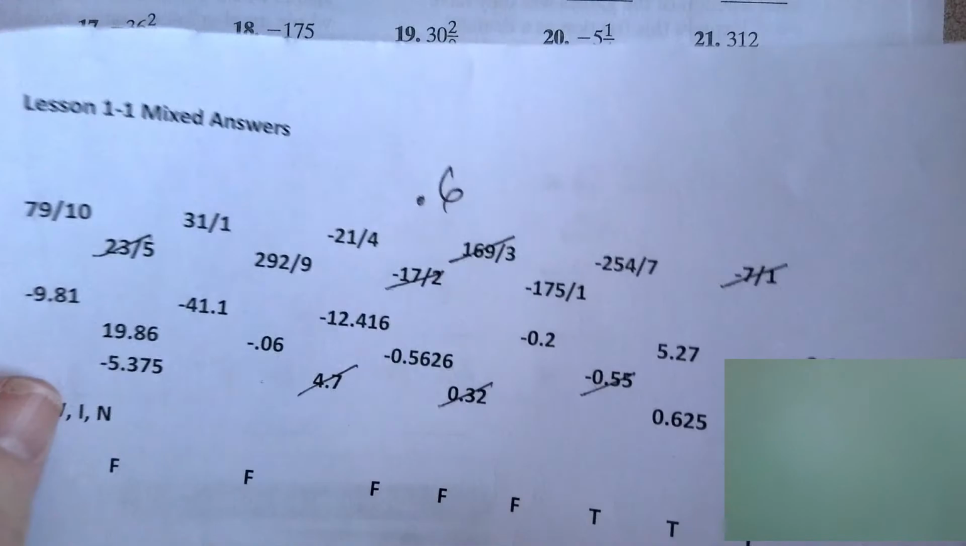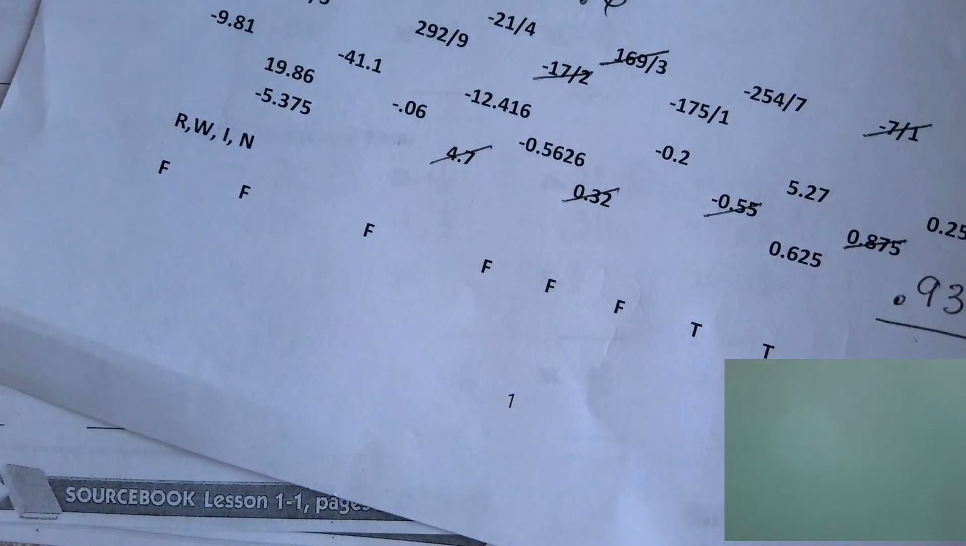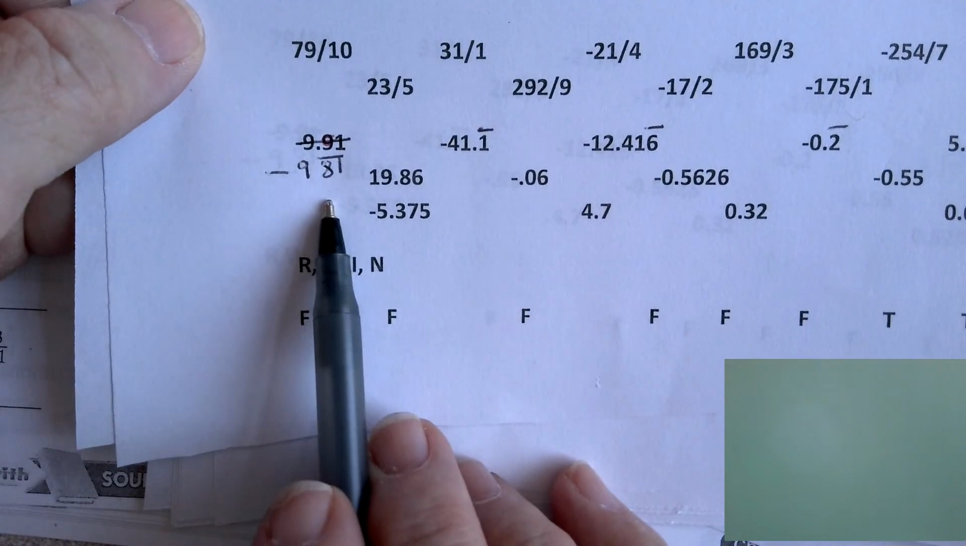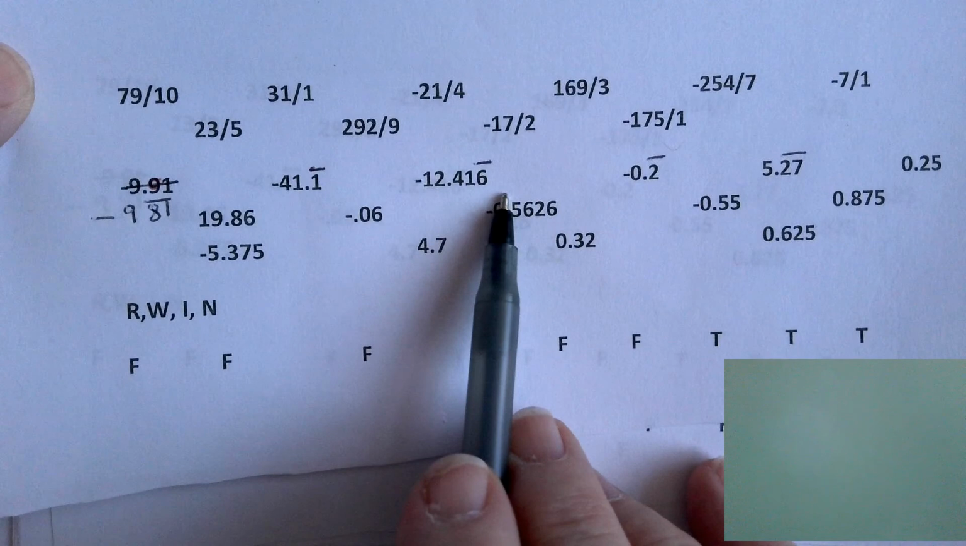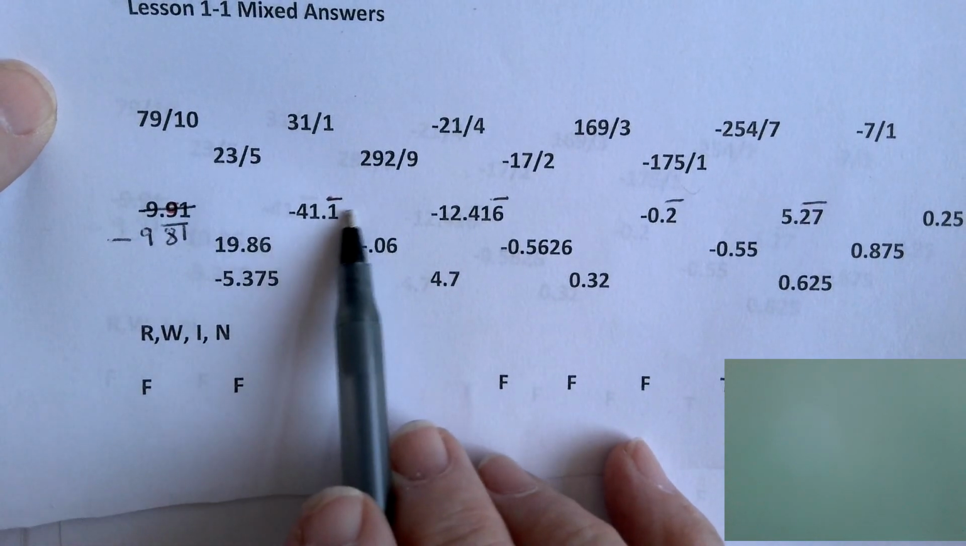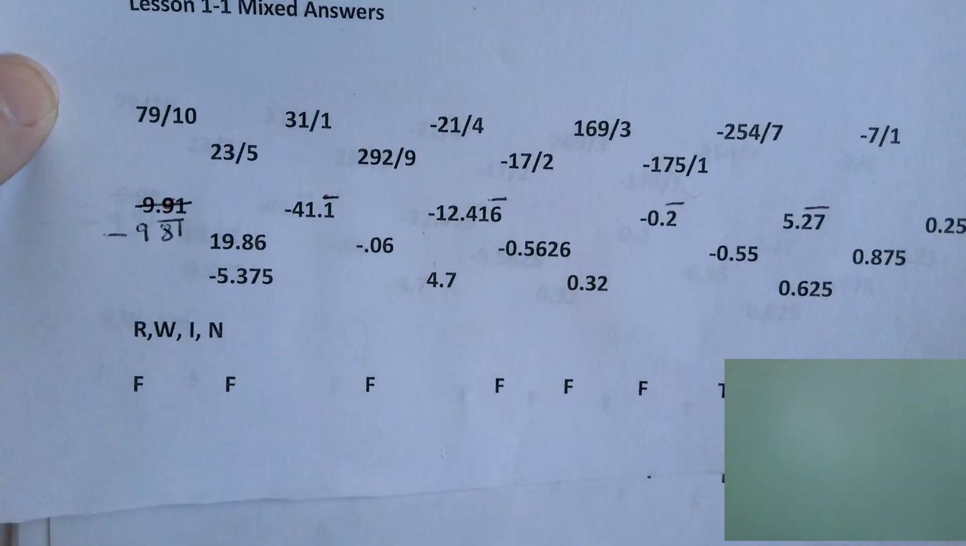And the copy that I gave you, I don't think has the bar on it. There's another copy. Did you have a copy that had the bar? Look at your mixed up answers. Does your 41.1 have a bar over it? Yes. Okay, good. You got the right copy. Mine is not the right copy.